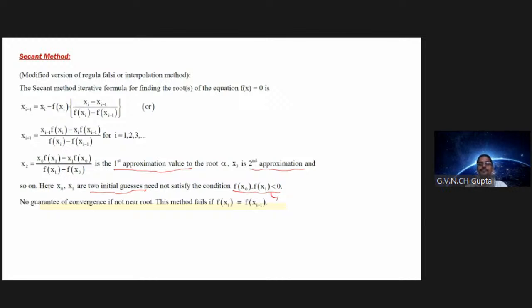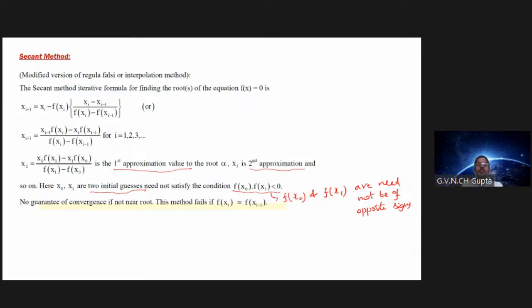So that means here f of x0 and f of x1 need not be of opposite signs. So there is no guarantee of convergence if not near the root. Suppose your root is 2, and your x0, x1 are some minus 0.1 or 0.2, very far away from this root. Then convergence is slow, or sometimes there is no guarantee.